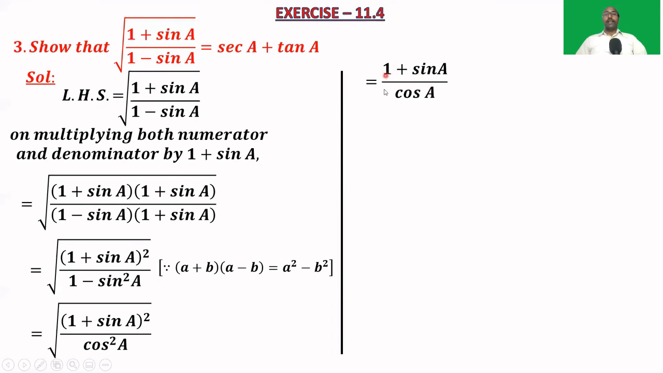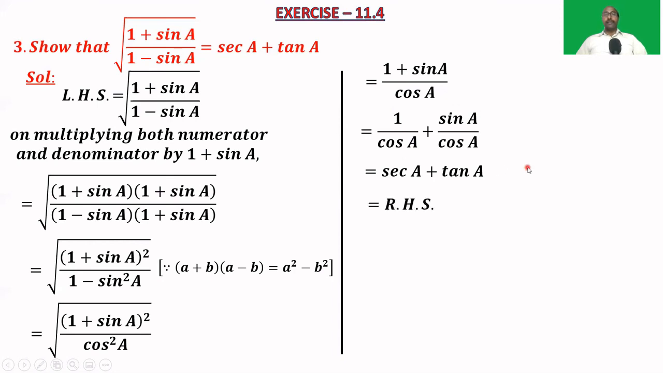Now by splitting this fraction into two fractions we get 1 by cos A plus sin A by cos A. And 1 by cos A is sec A, sin A by cos A is tan A. So this one is sec A plus tan A, which is our required RHS. Hence, we proved the given equation.